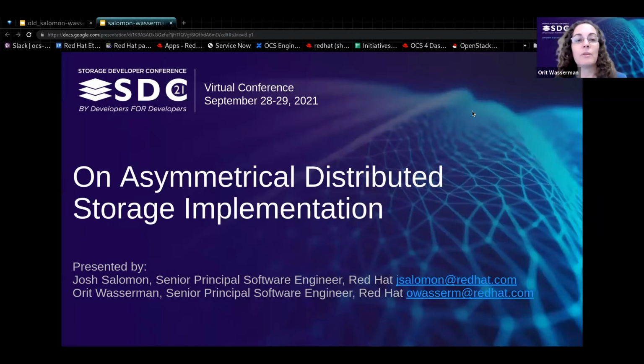Today, we're going to talk about a very interesting topic, asymmetrical storage implementation. During my career, I always learned that we need to make sure that the storage system is symmetric. But surprisingly enough, there are use cases where you can use asymmetrical architecture and gain lots of advantages, like reduced cost and improved performance.